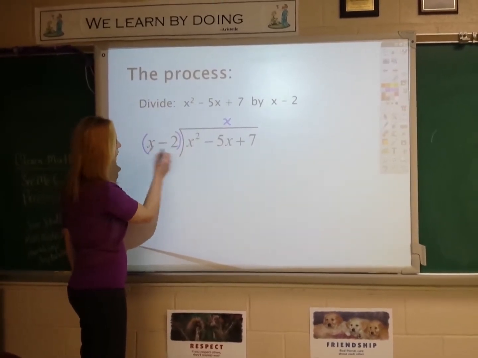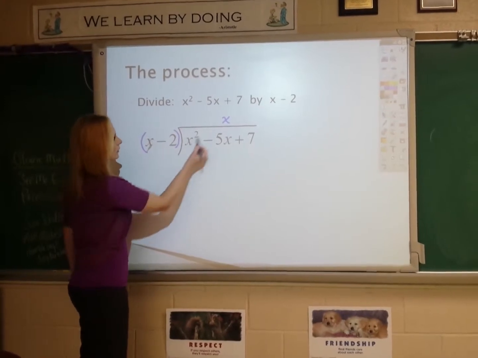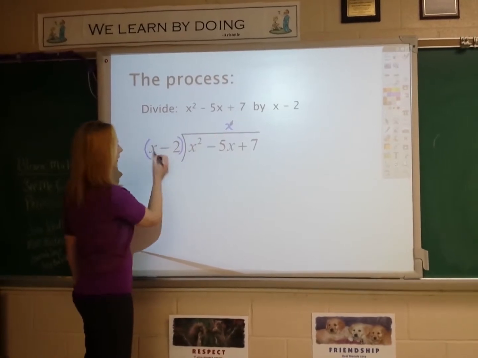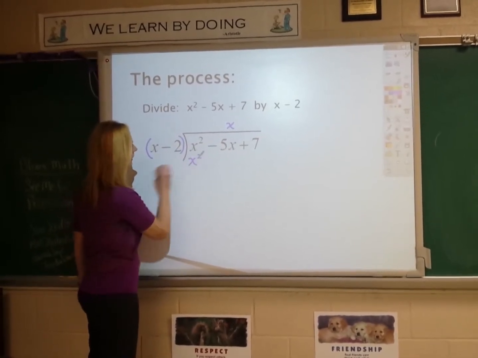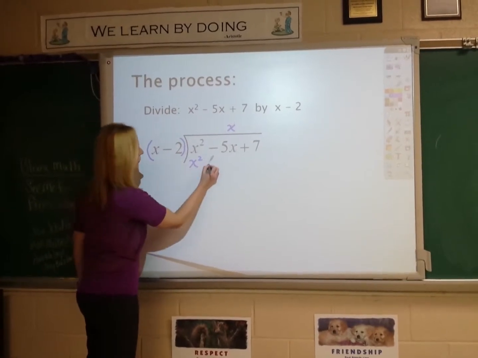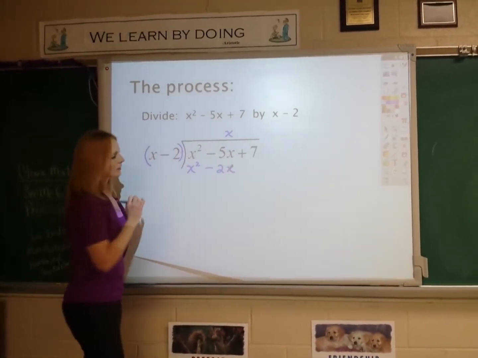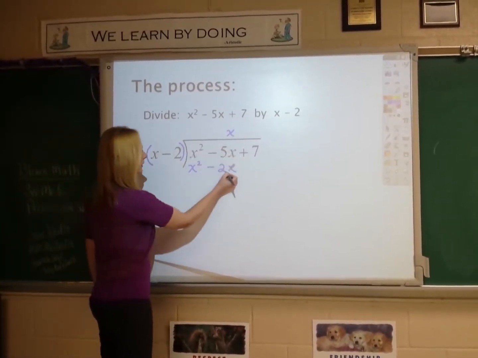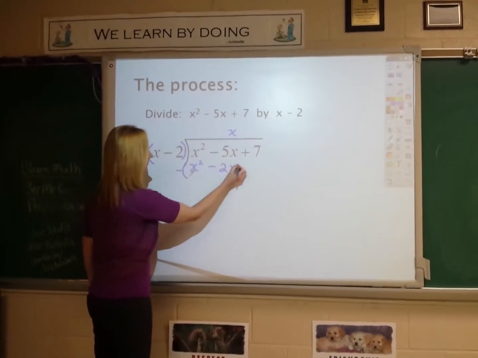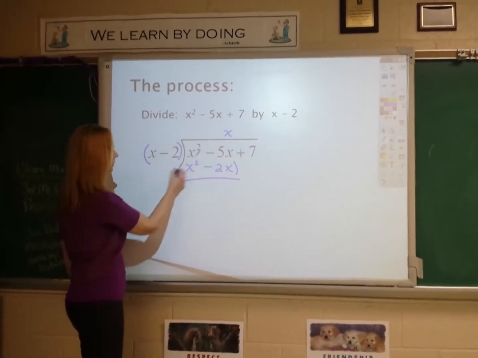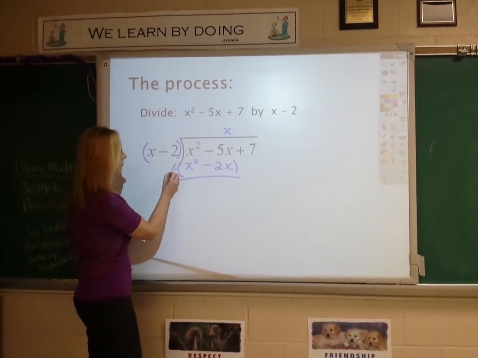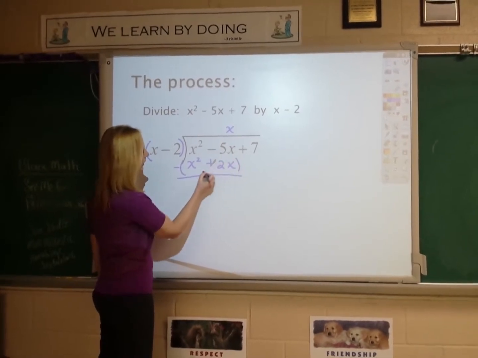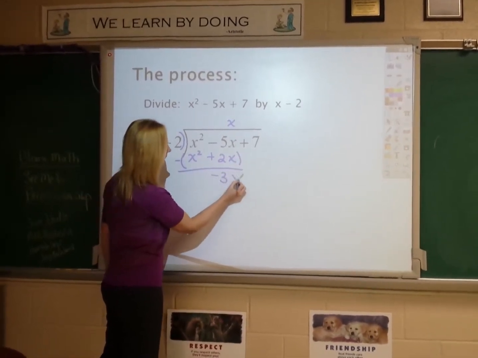And remember, since you have two terms in your divisor, you're going to have to use the distributive property when you're doing your multiplication. So x times x will give you x squared, and then x times the negative 2 will give you negative 2x. Now, if you remember from traditional division, what you do with these terms now is you subtract. So x squared minus x squared is 0, and then minus a negative 2x will actually be plus, and then you have negative 5x plus 2x, which will be negative 3x.